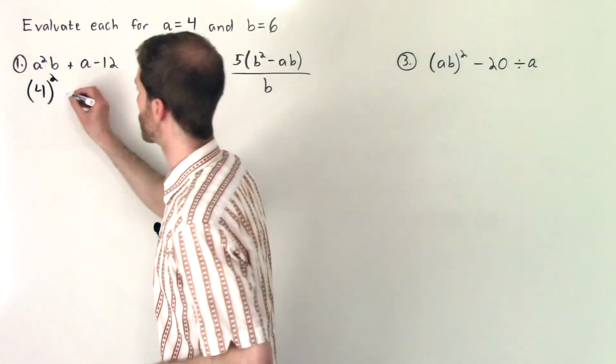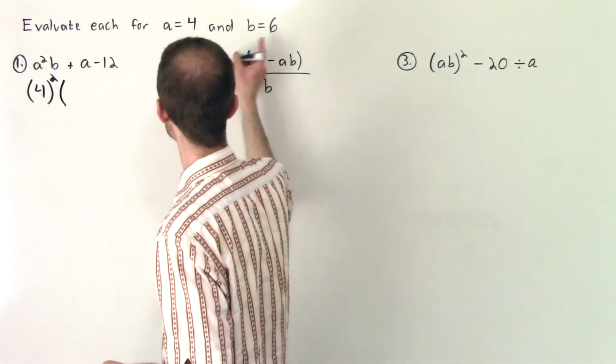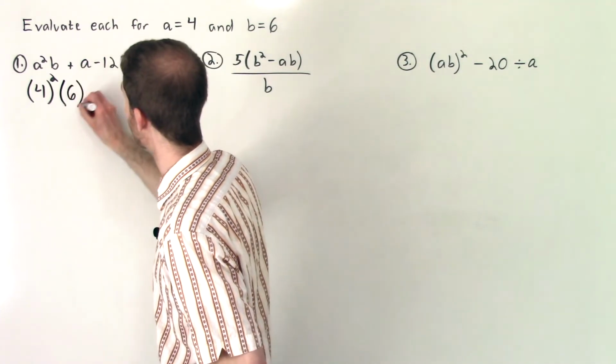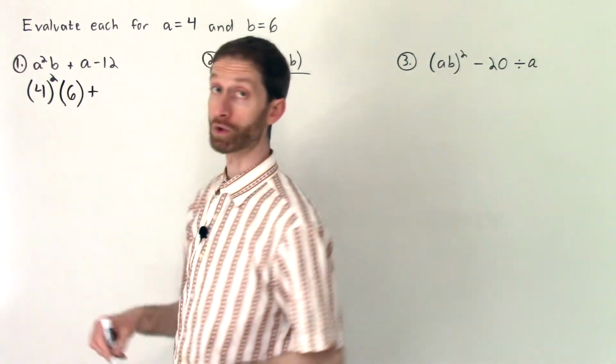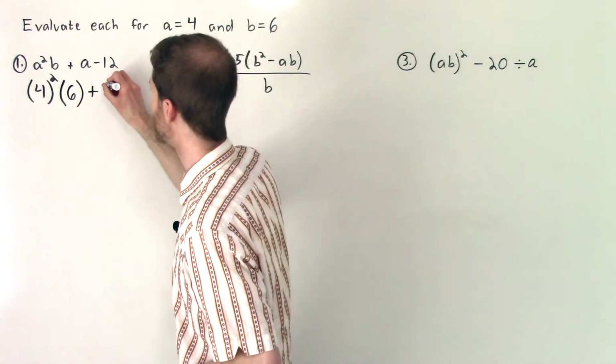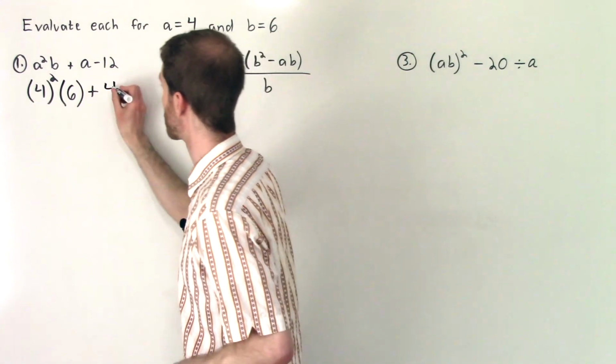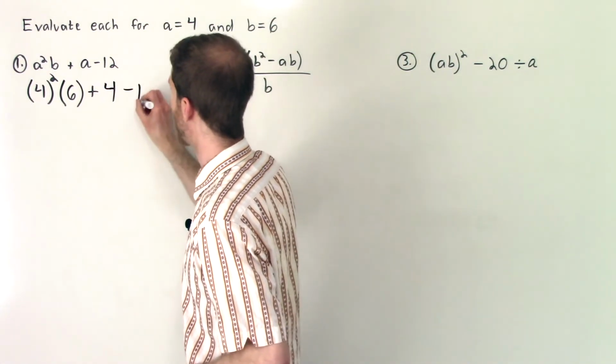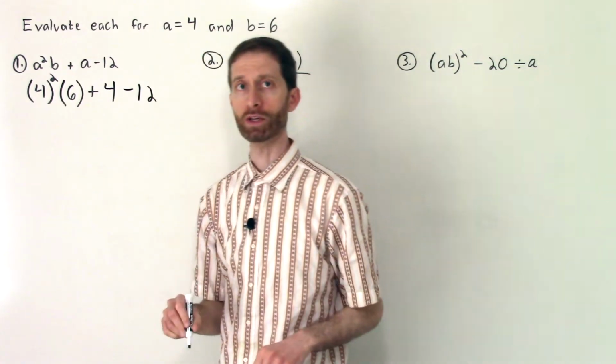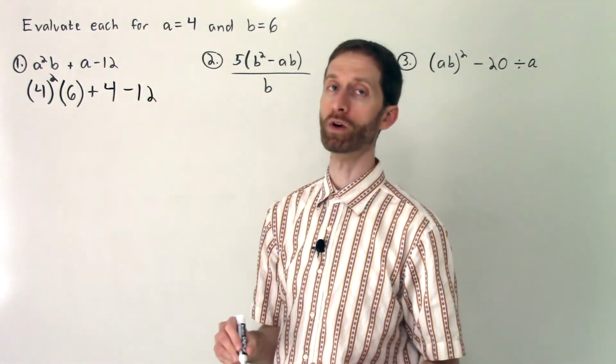So that's 4 squared times b, so we'll put parentheses again, that's times 6, that'll be a big number, plus a, which is 4, no parentheses needed here because it's just a being replaced with that 4, and then minus 12. Now what we have left to do is to just simply do the order of operations.